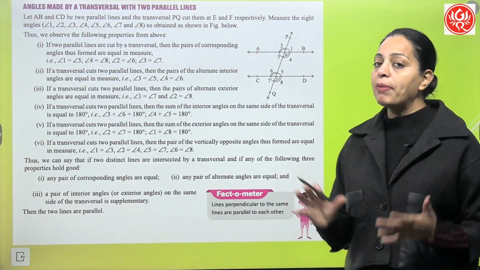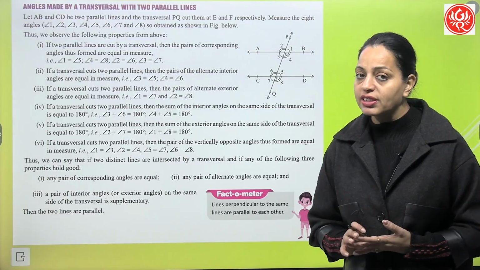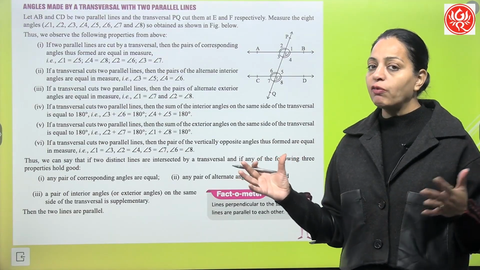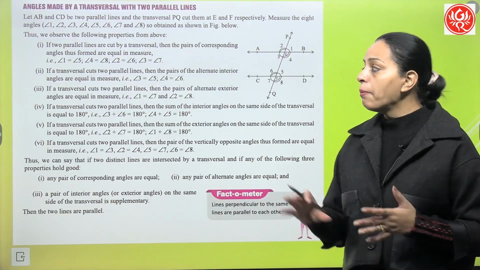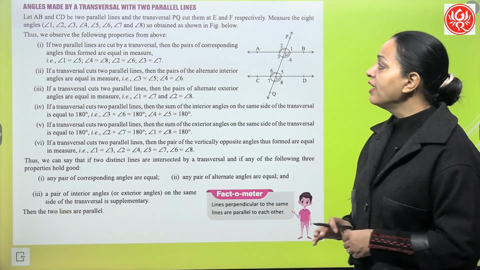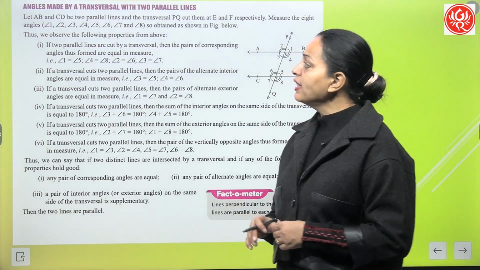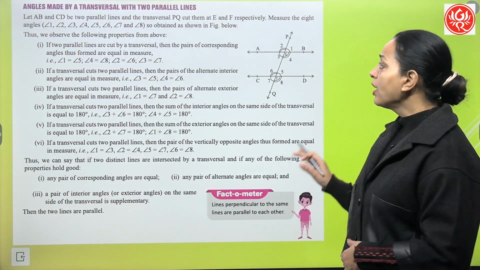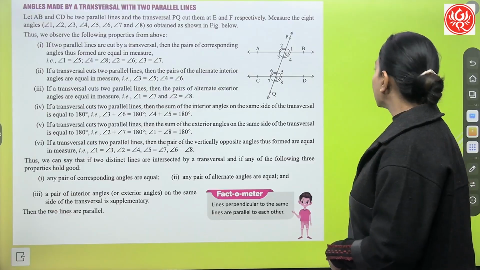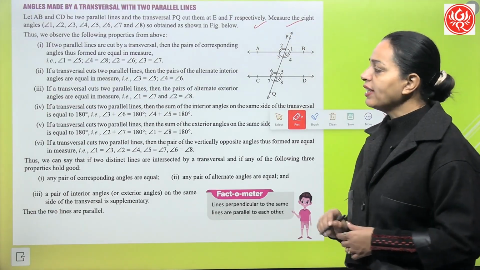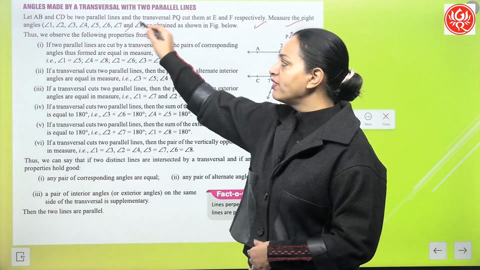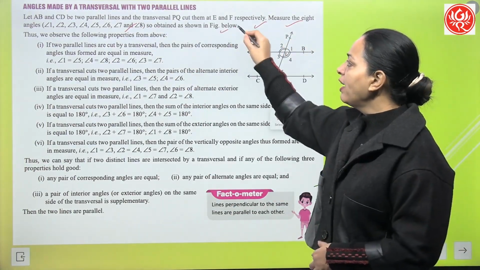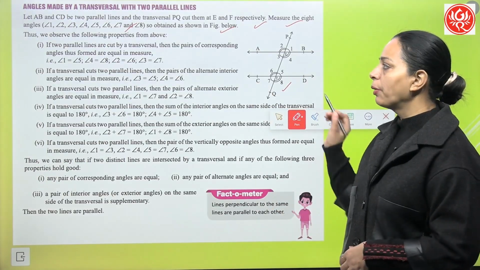अब हम बात करते हैं parallel lines and transversal. So which angles we are getting? The same angles we are getting which we have discussed earlier, but अब हम relation की बात करेंगे. See here, let AB and CD be two parallel lines and the transversal PQ cut them at E and F respectively. Measure the 8 angles 1, 2, 3, 4, 5, 6, 7 and 8. Okay, these 8 angles obtained as shown in this figure below.